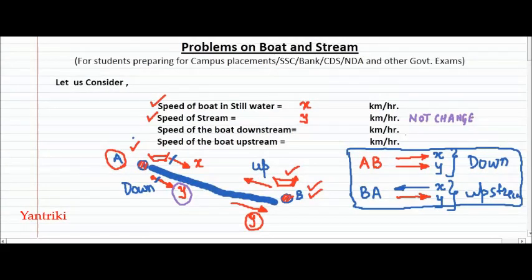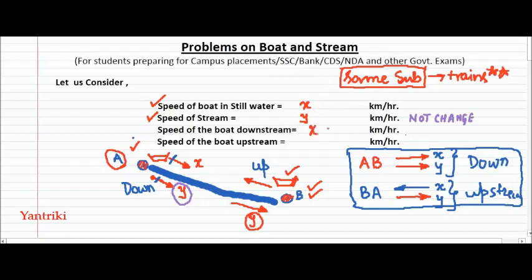This is very much different to what we consider in case of trains. In case of trains, when the directions were same, we used to subtract. I have already made videos on trains. Those who have not seen that video, I request you to go and watch the trains problem and then relate it here. In this case the speed in downstream will be x plus y, and the speed in upstream will be x minus y, and here lies all the concept.